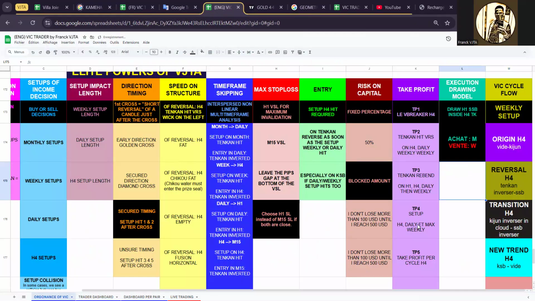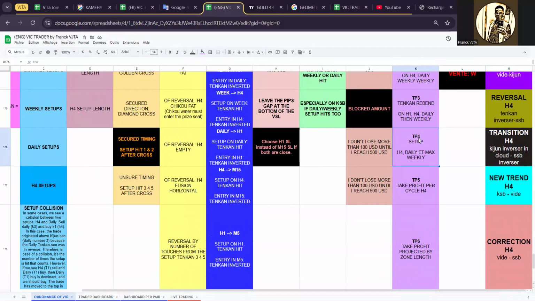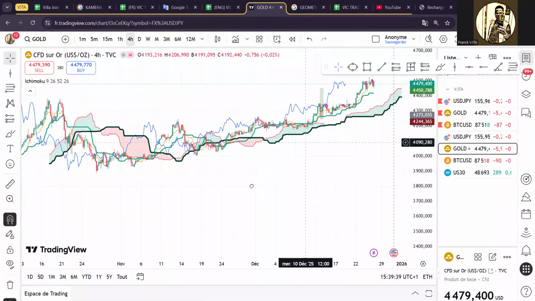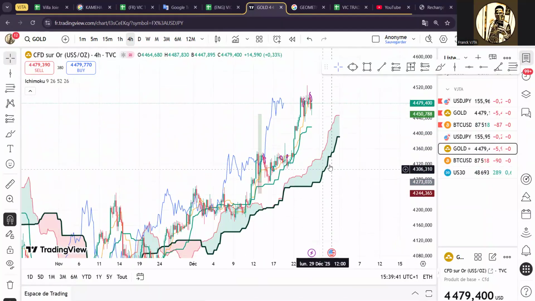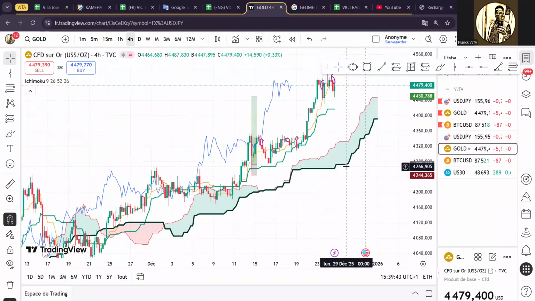So let's talk about take profit number 4. Any setup on H4, daily and weekly, maximum wide above, are setups.